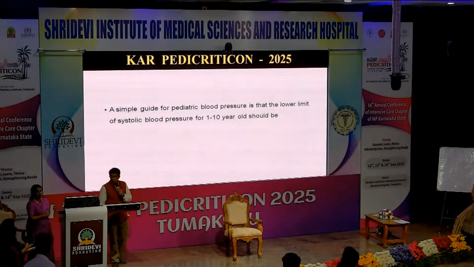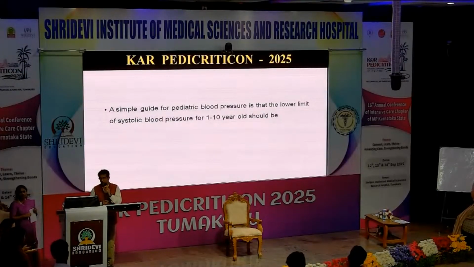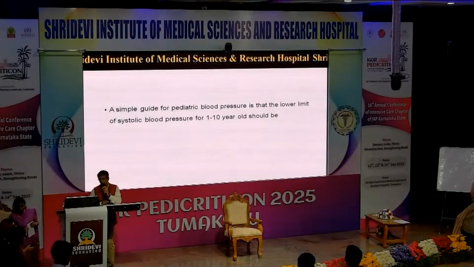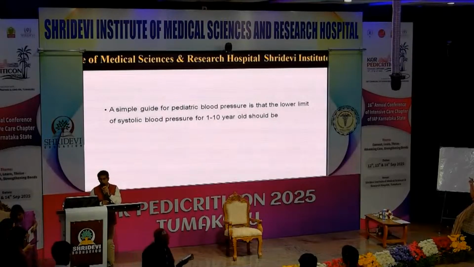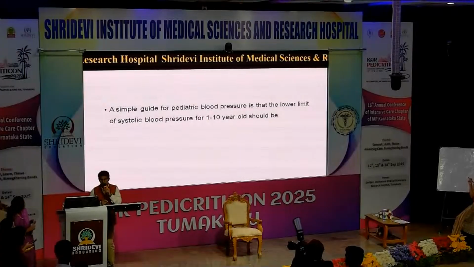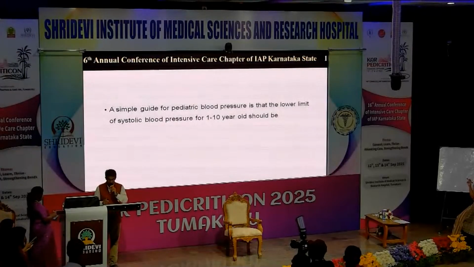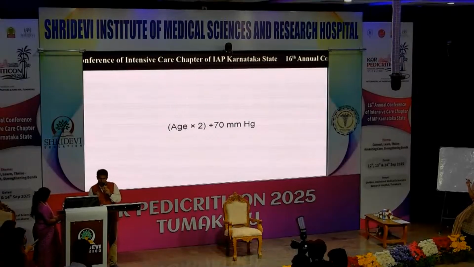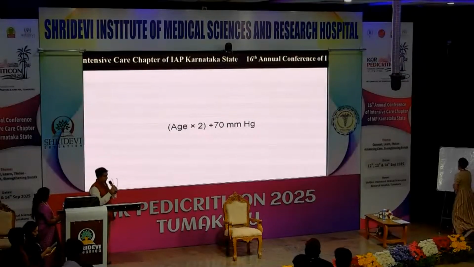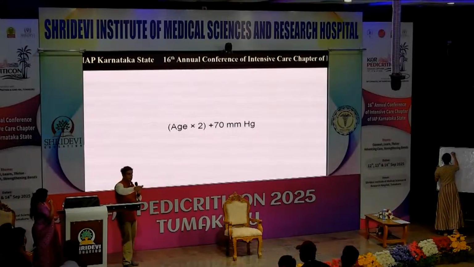The first question. Team A starts now. A simple guide for pediatric blood pressure: the lower limit of systolic blood pressure for a 1 to 10-year-old should be? There's a formula guide which you should tell. 2A plus 70. A stands for age. Okay, fine. That's correct. 10 marks. If they have answered correctly, you need not write. It will not come to you.